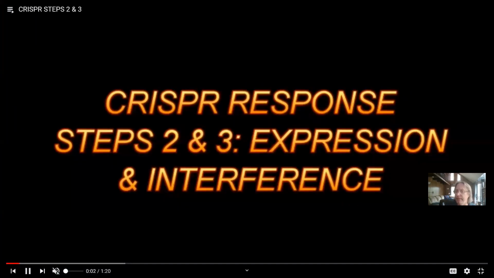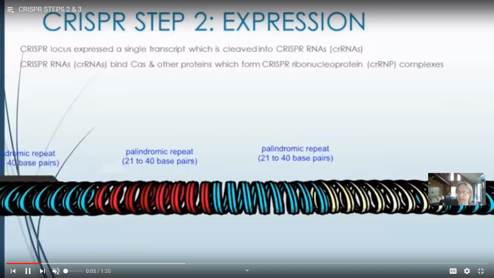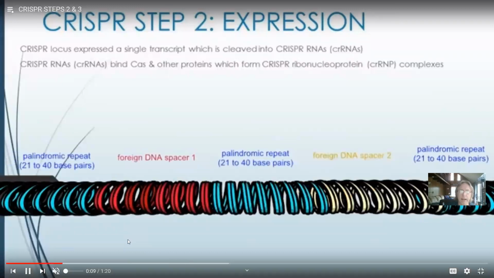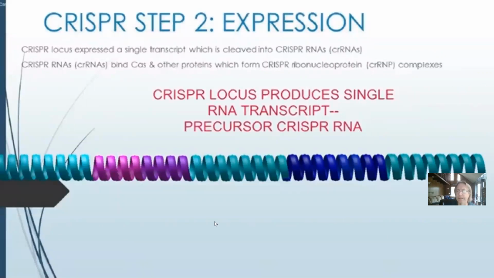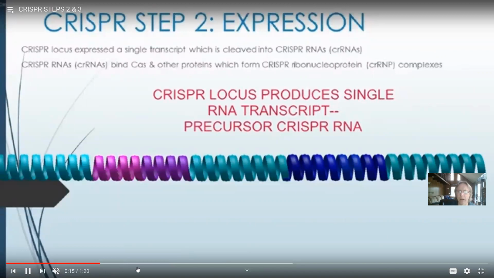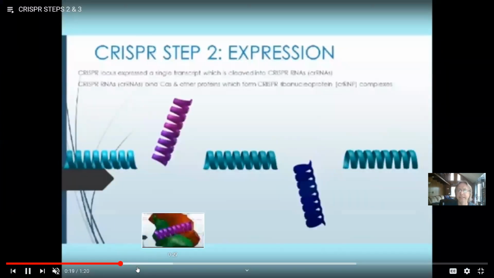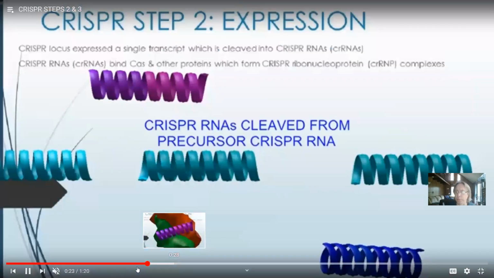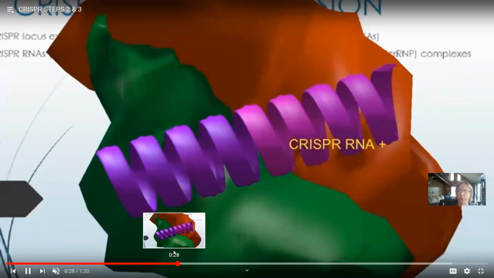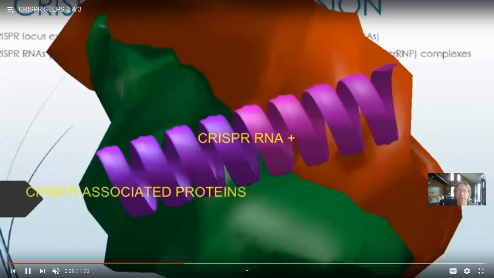Then step two is expression. You then express the foreign DNA and make it into an RNA. So from the DNA sequence, an RNA copy is made, and this is known as the precursor CRISPR RNA. This will then bind a protein. So now you're going to have what's called a ribonucleoprotein that has an RNA component and a protein component. So there's CRISPR RNA plus associated proteins.